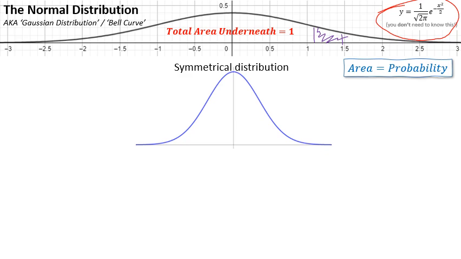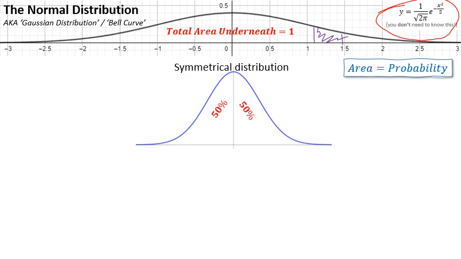The first thing you want to notice is that it is perfectly symmetrical. You can kind of see that from the mathematical formula, the fact that you've got an x squared in there we've talked about, but the curve is perfectly symmetrical, meaning it's exactly the same above the peak as it is below the peak.